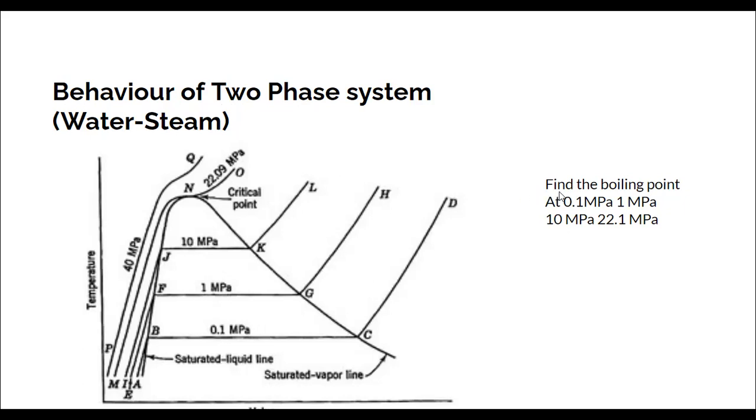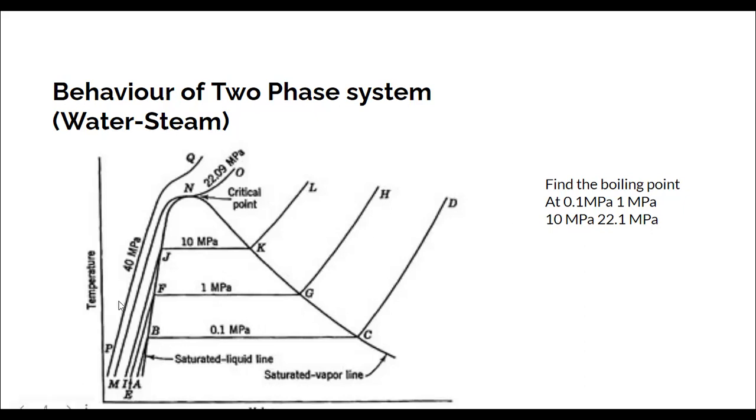For example, if you are asked to find the saturation temperature or boiling point of water at 0.1 megapascals. 0.1 megapascals means atmospheric pressure. That's approximately equal to 1 bar. 1 megapascal is approximately equal to 10 bar. 10 megapascal is 100 bar, and 22.1 megapascal is 221 bar.